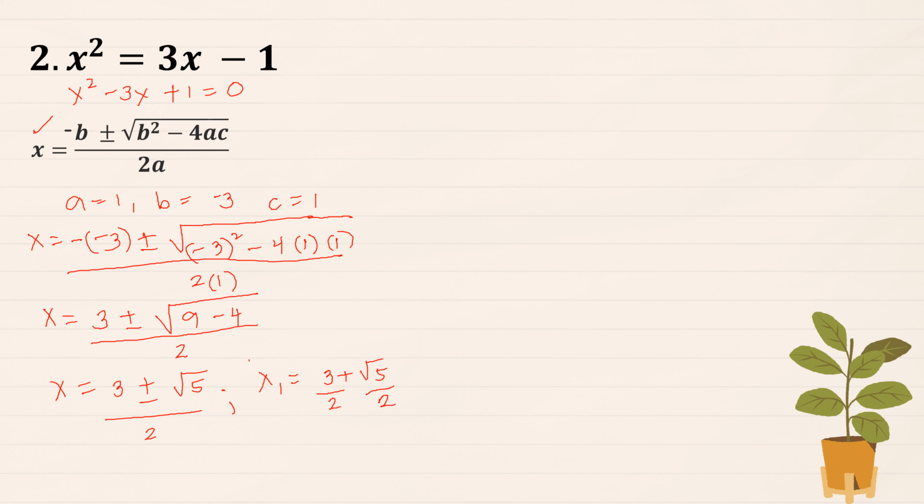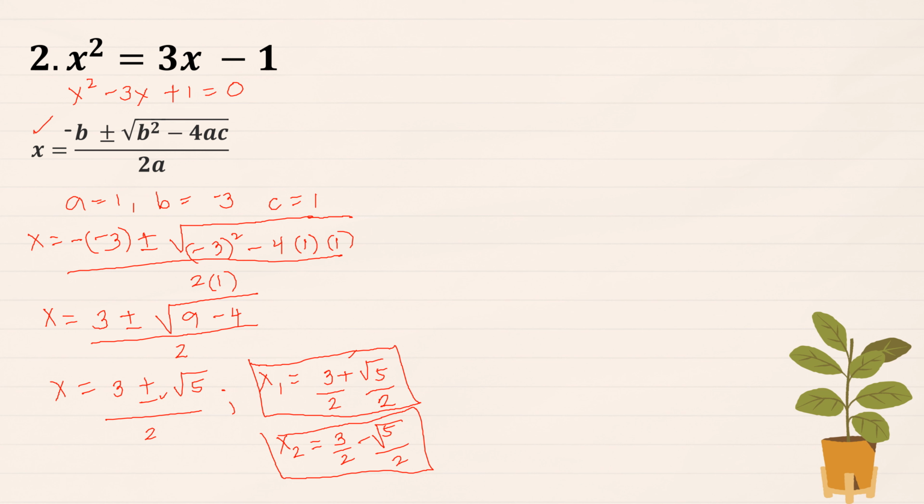So our first term, x of 1, or our first value of x, is 3 halves plus square root of 5 over 2. And our second value is 3 halves, because we are done with the plus, so we have the minus this time. And this is our second value of x.